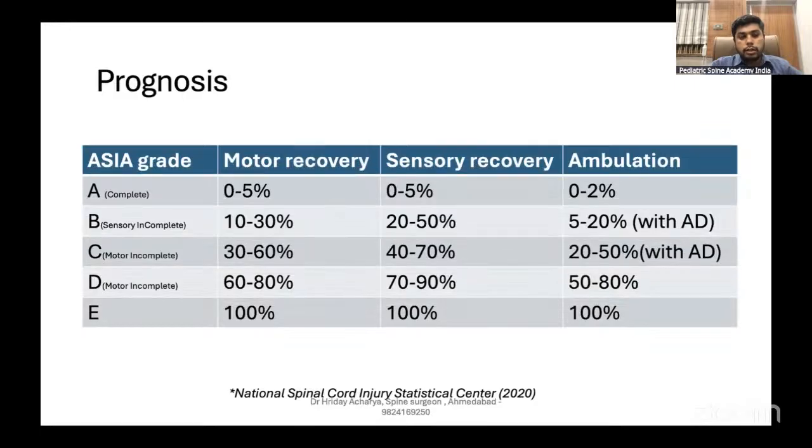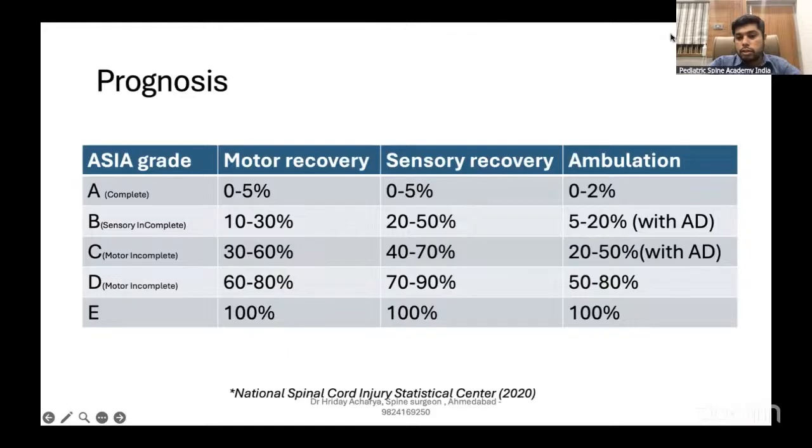So a patient with complete injury, there are no chances of the patient being able to walk. So it is about 0 to 5%. So examination of such patients becomes very important when we want to classify them as complete or an incomplete patient. So for example, if you classify somebody as B but the patient is A, then you can see that the prognosis changes.